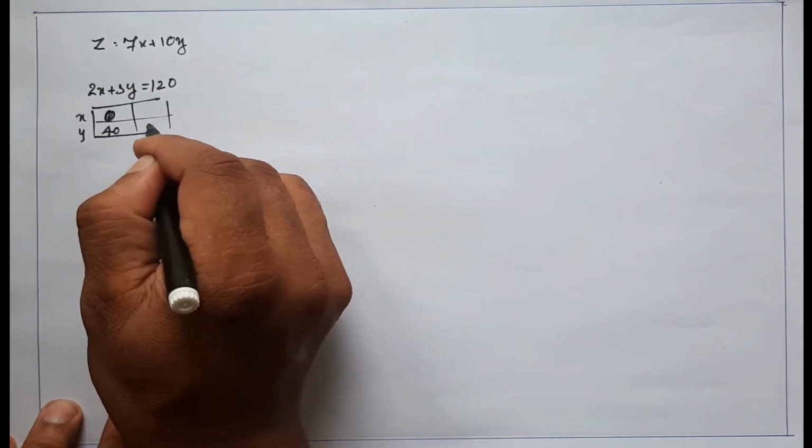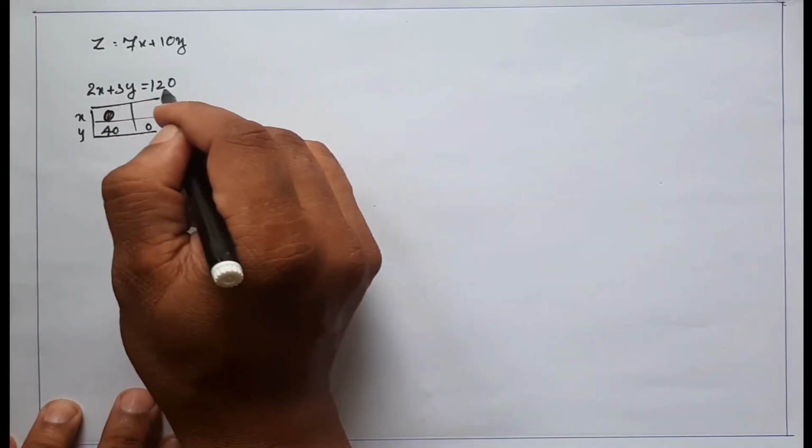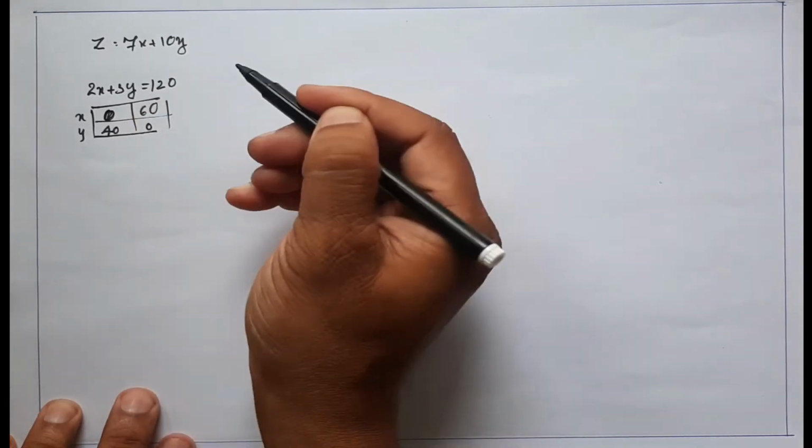Answer is 40. Then put y equal to 0, 2x is equal to 120 and x is equal to 120 by 2, we get answer 60.